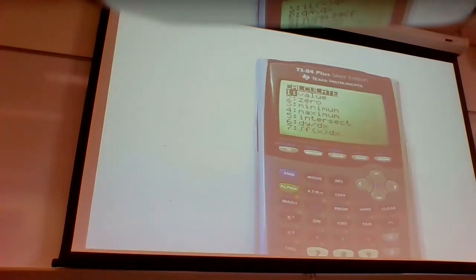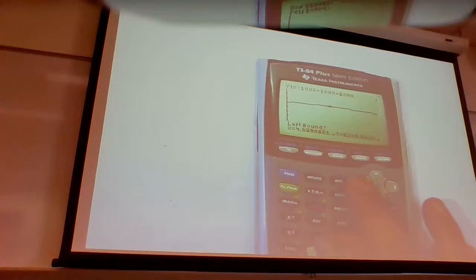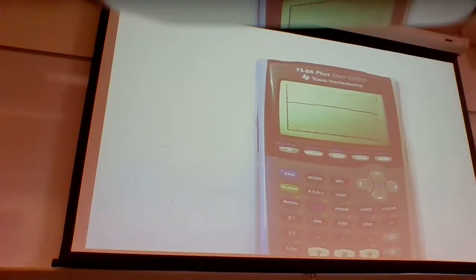So we hit second trace. Which one are we looking for? Maximum, number 4. Go to the left of it, enter. Go to the right of the maximum. It's a little tough to see, but to the right of it, enter. Guess what you think it is? Enter, and you get 5, 6250.